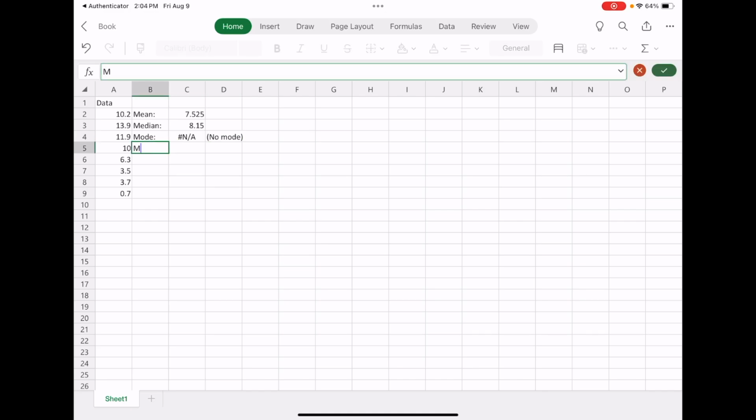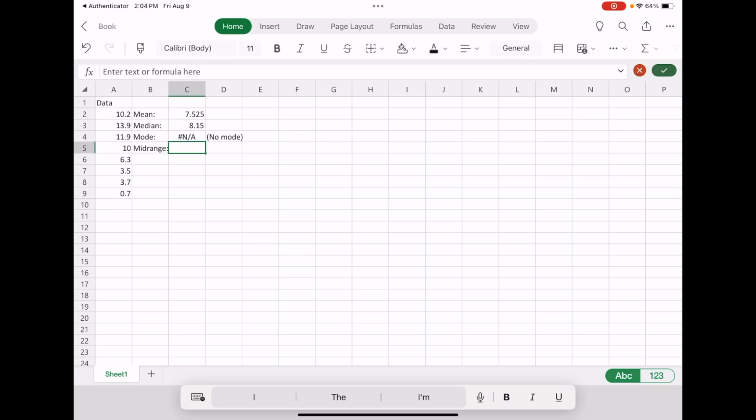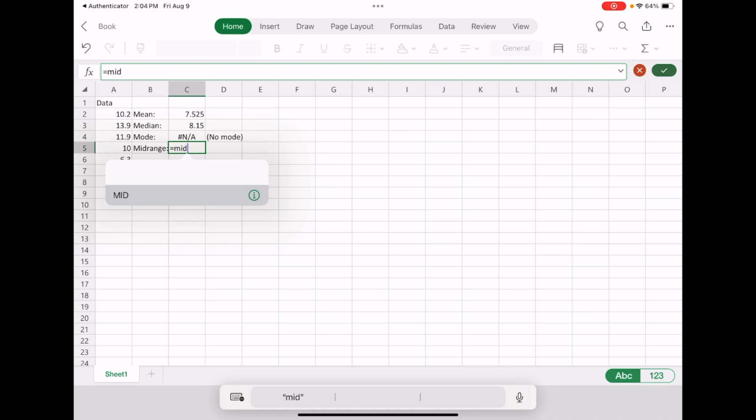Okay, and then the next one is mid-range. Now, mid-range is not used very often, so I don't think there's an Excel function for it, but let's check anyway. Equals mid. What's mid? Mid, text start, returns the characters from the middle of a text string given a starting position and length. Well, that is certainly not what we want. Okay, so doesn't seem to be a mid-range, but not to worry.